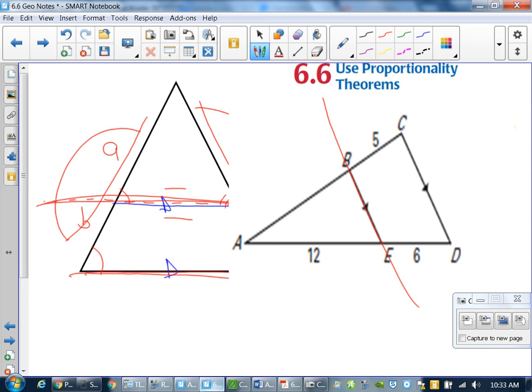Because now you can write your fraction a couple of different ways depending upon how you read it. You can write it one of the different ways. If you tilt your head this way, you have 5 over x is 6 over 12. If you tilt your head the other way, you have x over 5 is 12 over 6. Does it matter which way you go? No. What's x? 10.